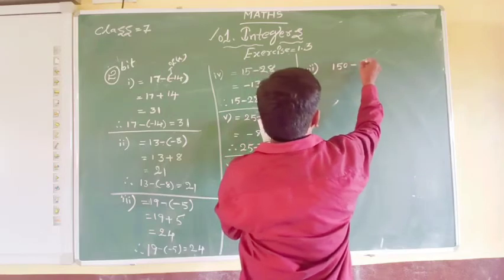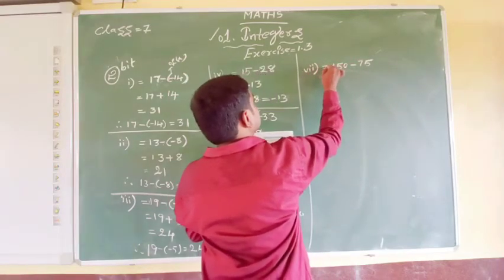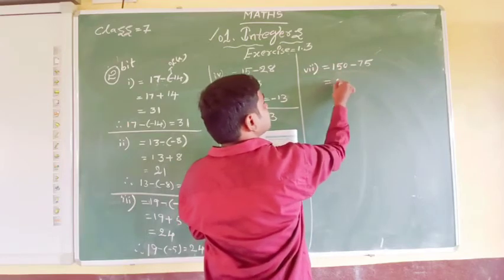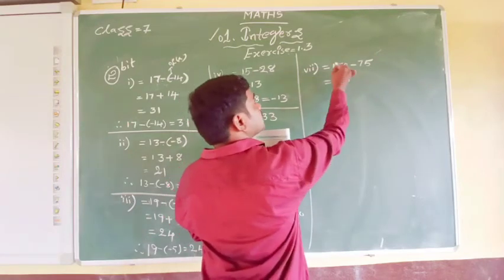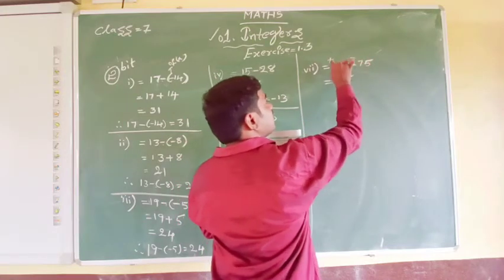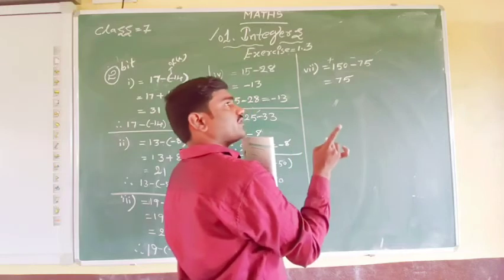150 minus 75. Direct question. 150 minus 75 is 75. So here also you can see it is a plus number, it is a minus number. If there is one positive and one negative number, subtract directly. You subtract both the numbers.